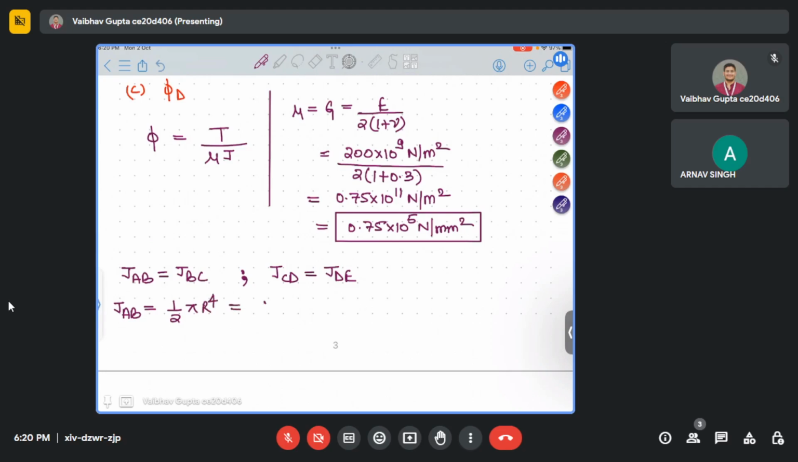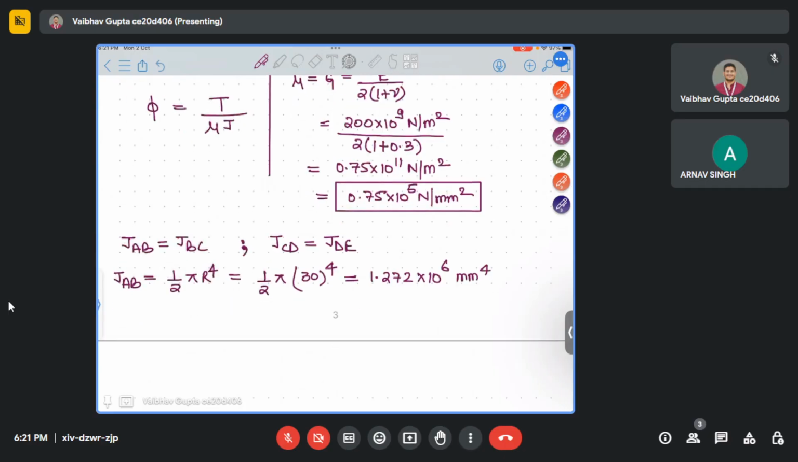Which will be equal to 1 by 2 pi into radius is 30. 60 mm diameter is given to us. So if you calculate, you will get 1.272 into 10 to the power 6 mm4. JAB and JBC are same. So both are the same.